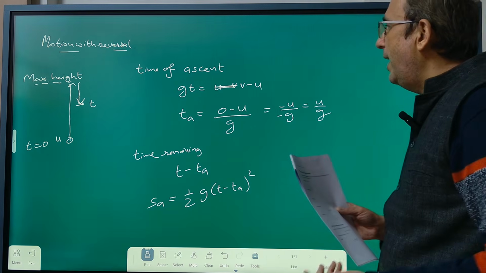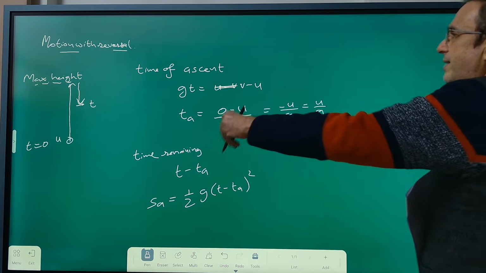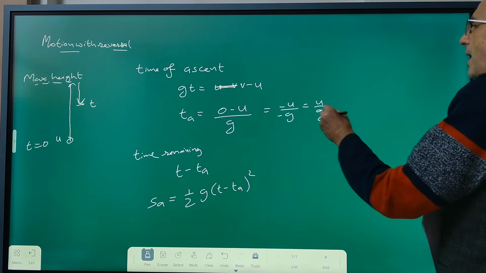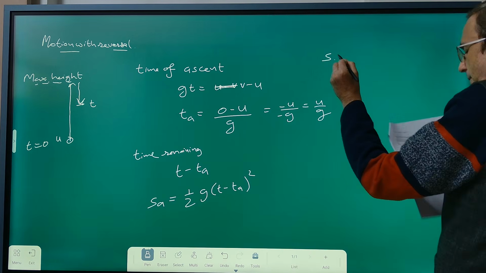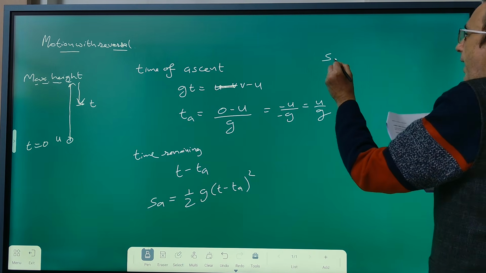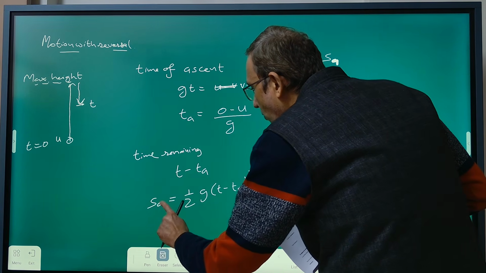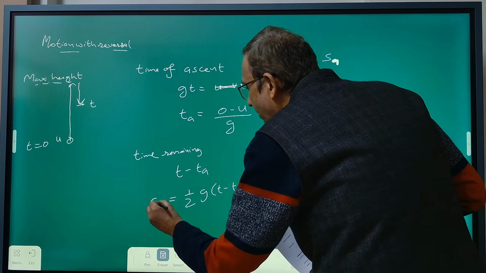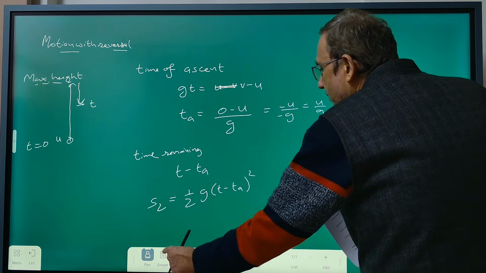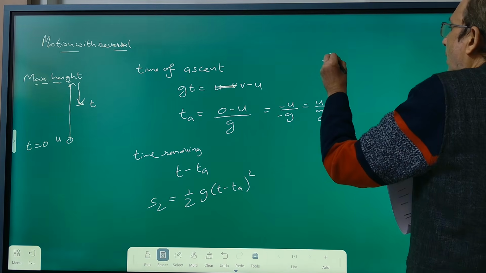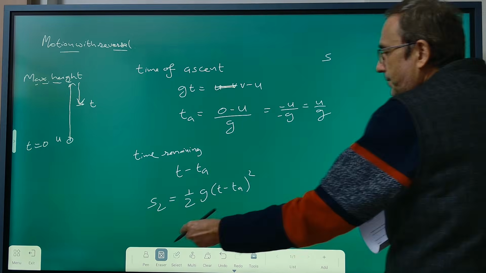Okay, so this is the distance, and what is the distance here? The distance of the maximum height, you can calculate it like this. Let me use s1 and s2. This is s2 and this is s1. So this is the maximum distance or the maximum height.